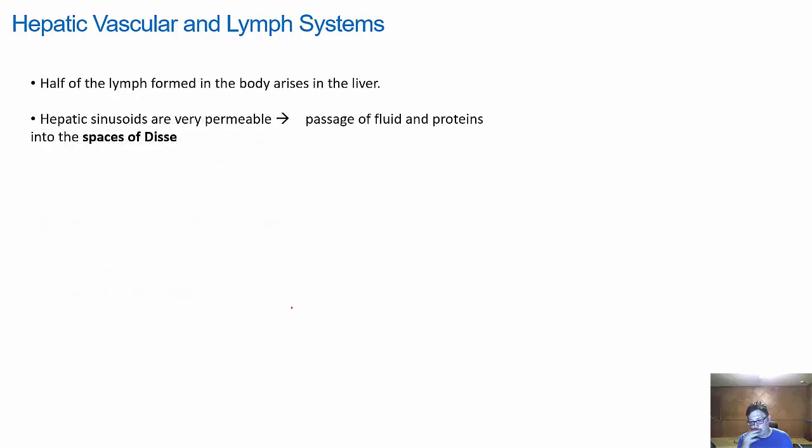All right. Now, another important thing to consider with the liver is its role in lymph formation. About half of the lymph that's formed in the body actually arises from the liver. So the liver has a pretty big, important role in this formation of our lymph. And you'll also notice, like I mentioned earlier, the sinusoids are very permeable. They have a lot of fenestrae. And in addition, there are spaces of Disse where the cells are discontinuous, allowing for large substances like proteins into and out of the sinusoids.